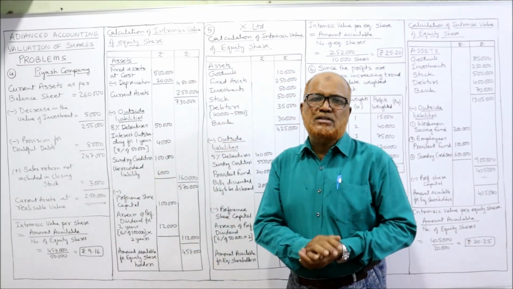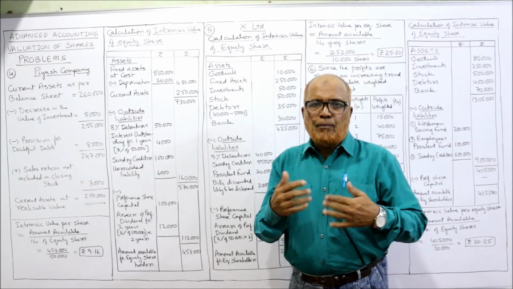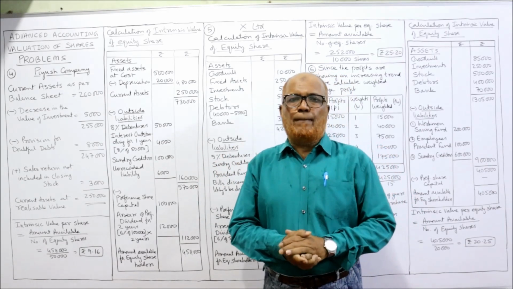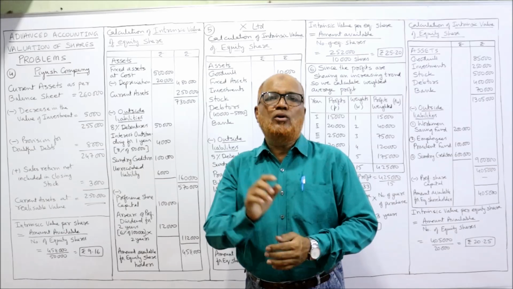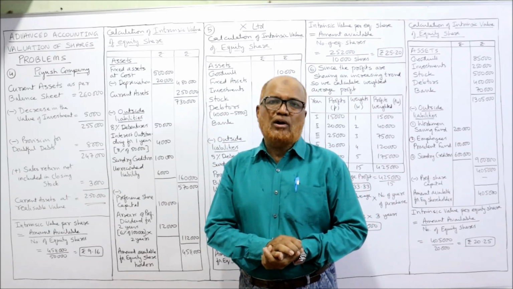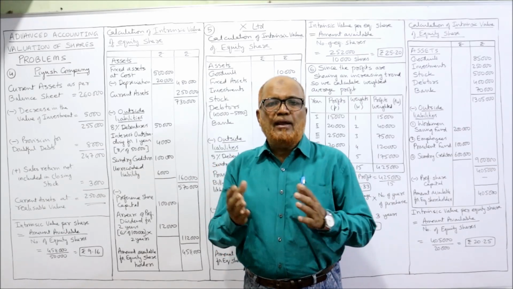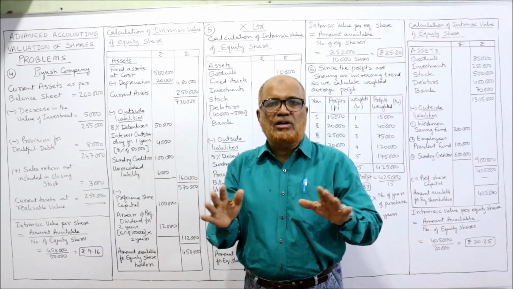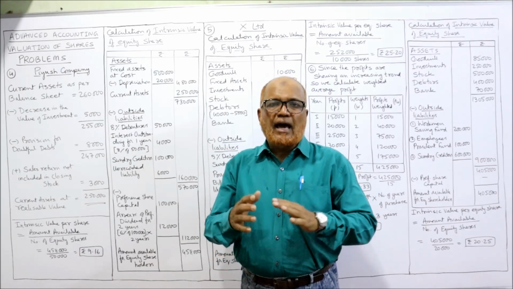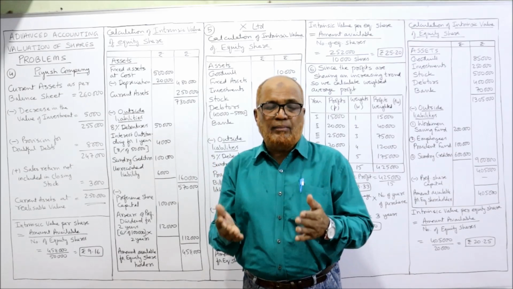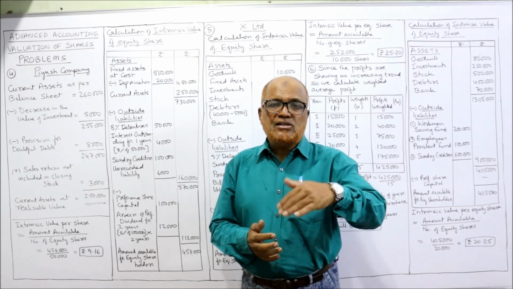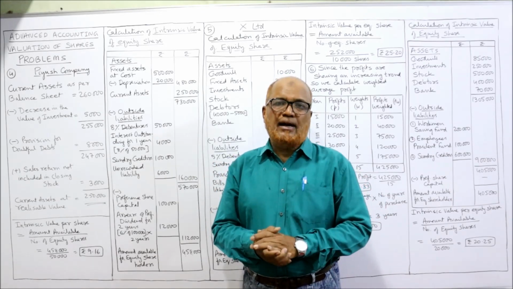Each and every point I have explained. Many points are there which are not written on the board, but you must write in your notes, running notes, so that you will not forget. Example, preliminary expenses is a fictitious asset, we should not take. And arrears of preference dividend will be deducted. And interest outstanding on debentures, that will also be deducted.